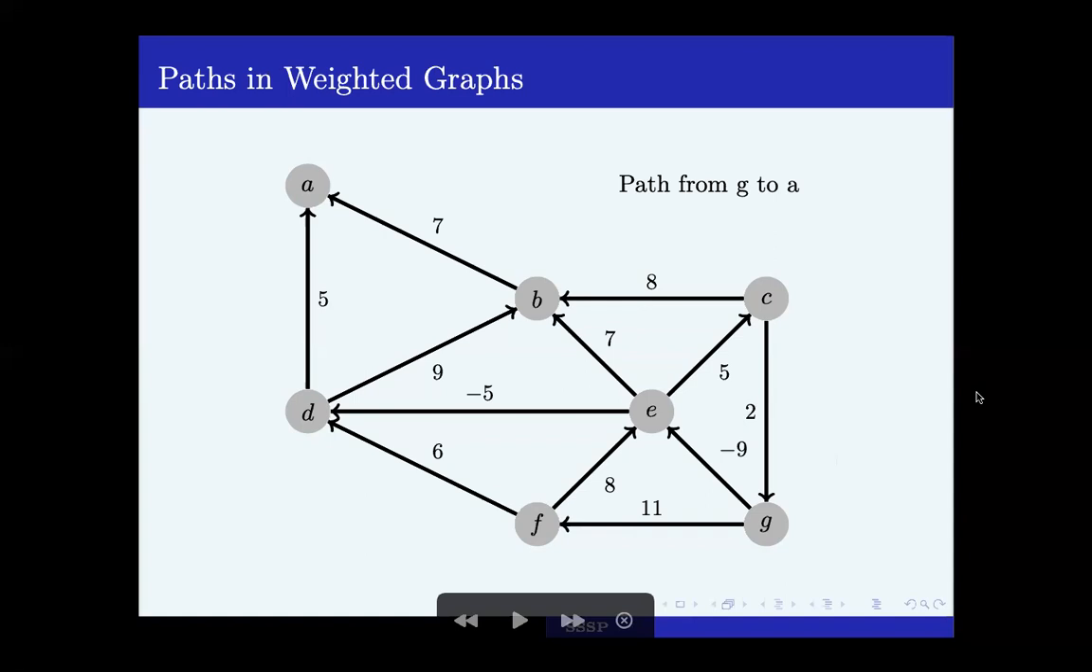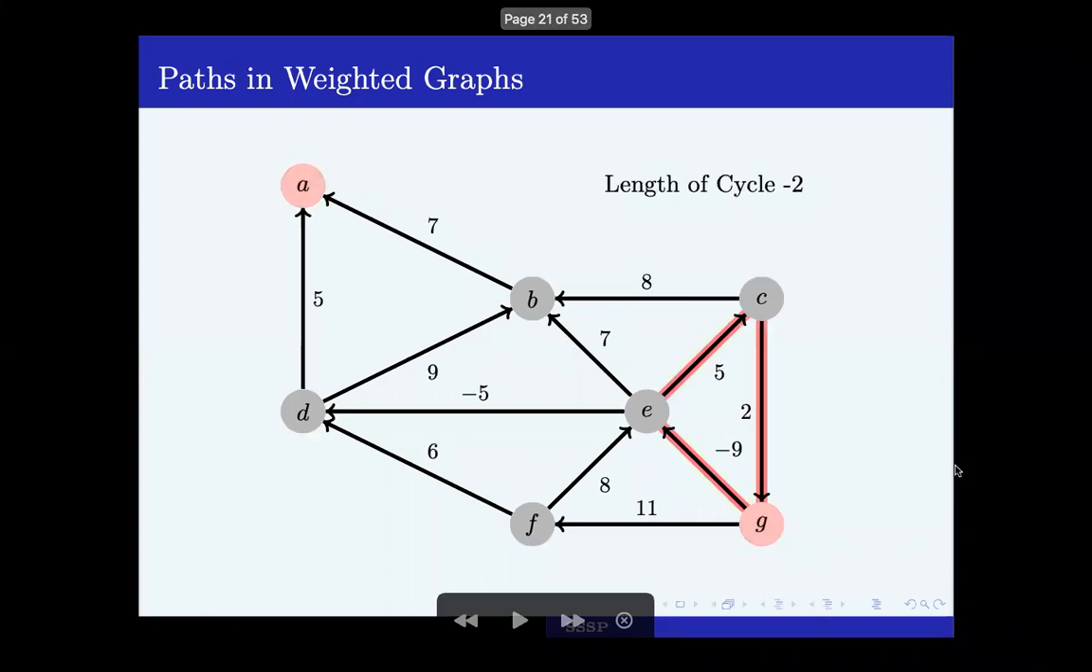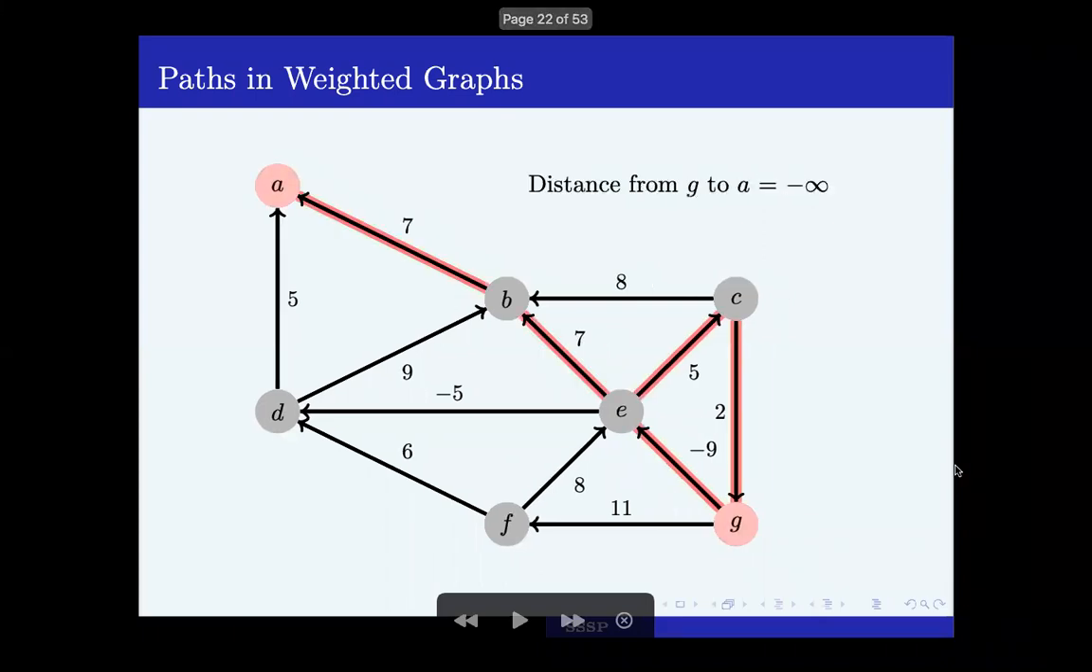So now, if I ask, what is the shortest path between G and A? Can somebody say what it will be? As low as possible, because we can revolve around the cycle. Yeah, we can revolve around this cycle, right? So we can have a minus 2 path, and we can keep on moving around the cycle for any amount of time, and then I can at some point decide to go to A.